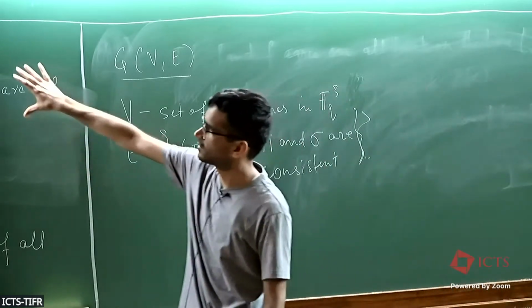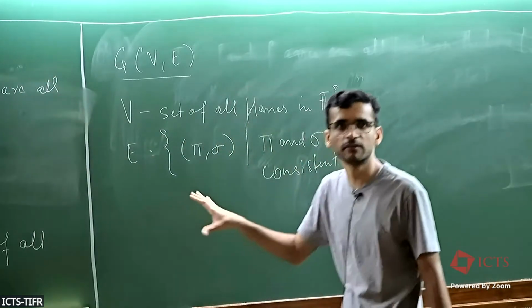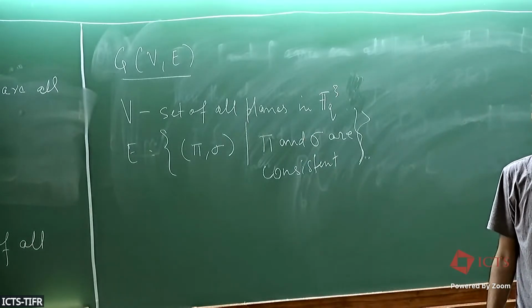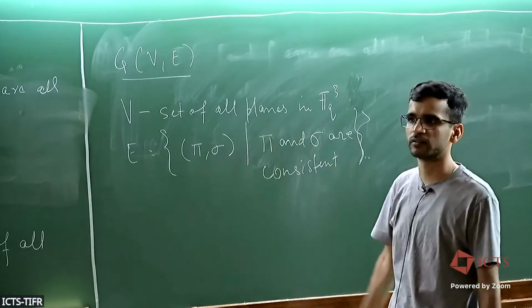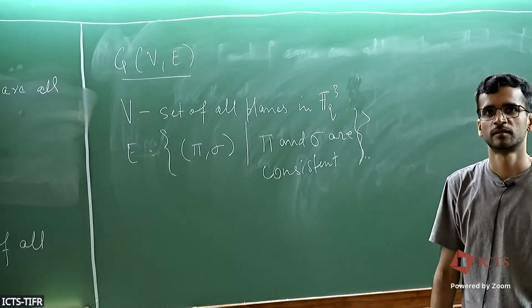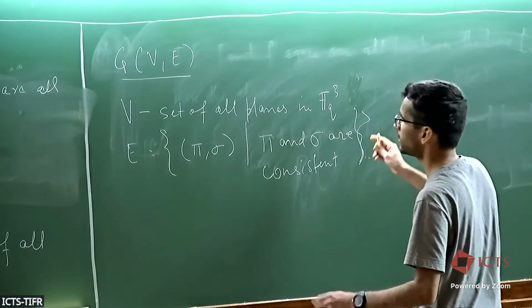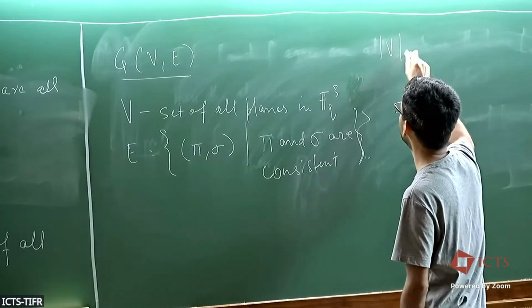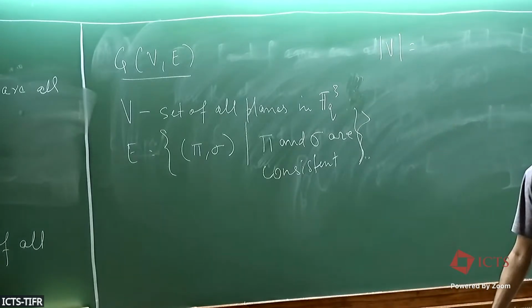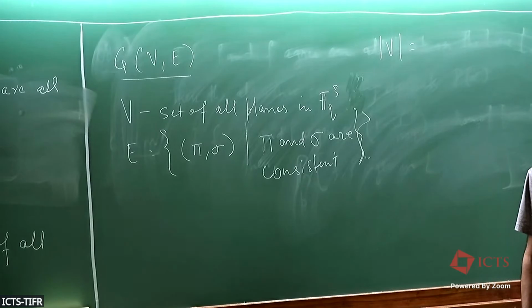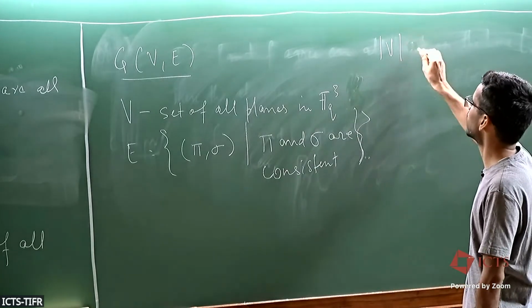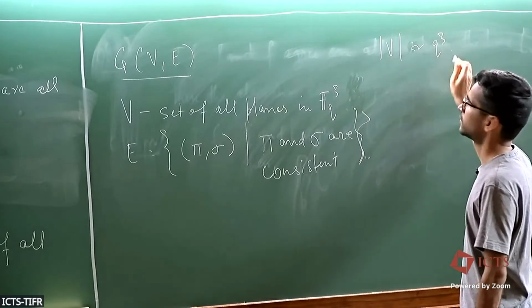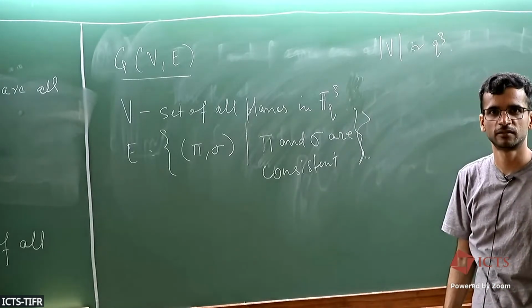Then what is this a statement about in this graph? It's a statement about this graph having a large clique. What do we know about this graph? How many vertices does it have, by the way? Roughly how many vertices? What is the size of V? How many planes are there? No, what is the total number of planes? It's around Q^Q. That's the scale of things we are talking about.